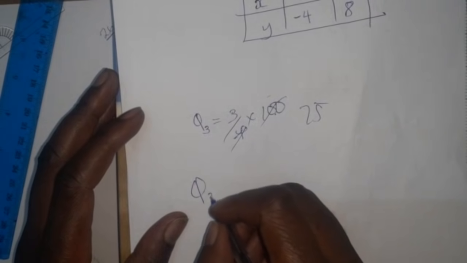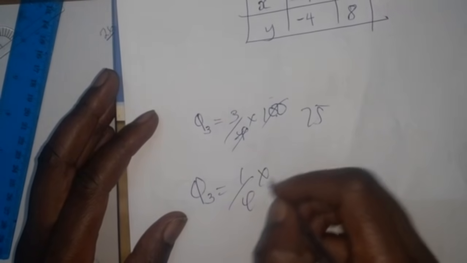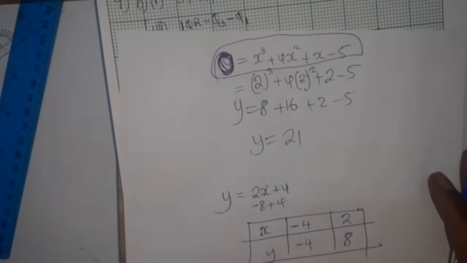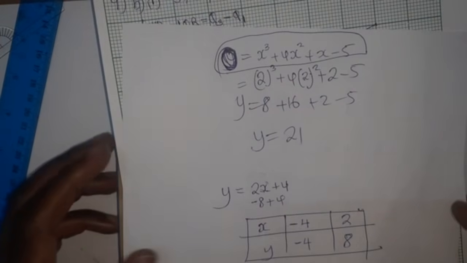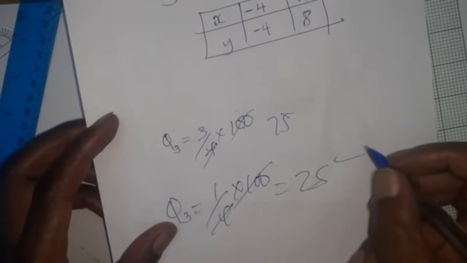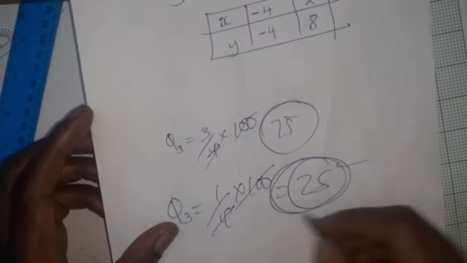Then the lower quartile is 1 over 4 multiplied by 100, the total frequency. Where is it? This one. You get this number that is here. It's not always 100. If it's 50, that's what you get. So this is going to be 25. So these two are not the final answers.